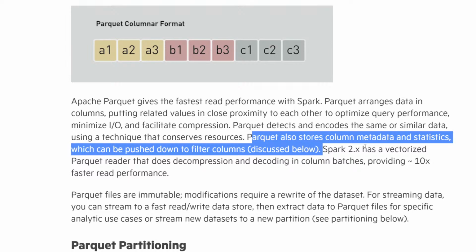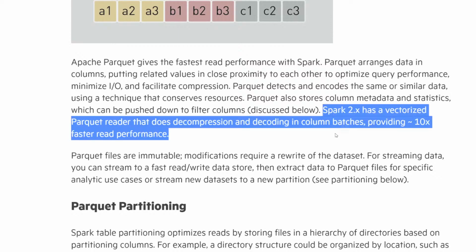So if you're querying by some number and it's out of the range of the highest and the lowest values, Parquet would immediately get back zero result. So that metadata and the statistics help it do the query faster.